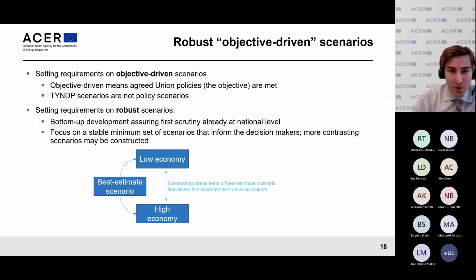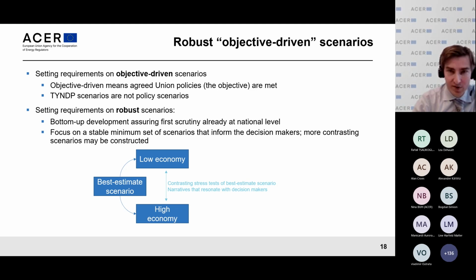Then we have the actual development of the scenarios that need to be robust and first of all also objective driven. So that means that they need to meet the objectives set in the adopted union policies. We cannot go below that. We can also not go very much beyond those policies because they have been politically agreed, and these scenarios, the TYNDP scenarios, are not policy scenarios. They're scenarios to do assessments that should take into account the policies that have been decided.